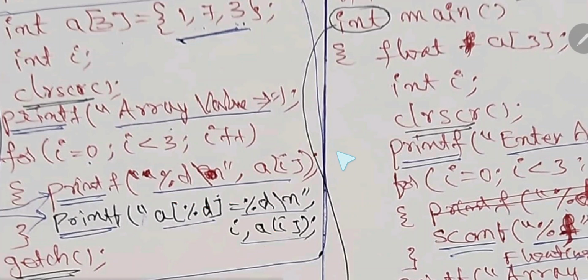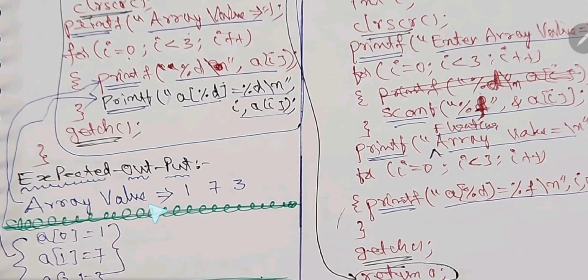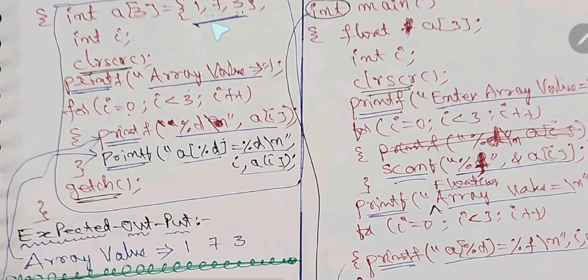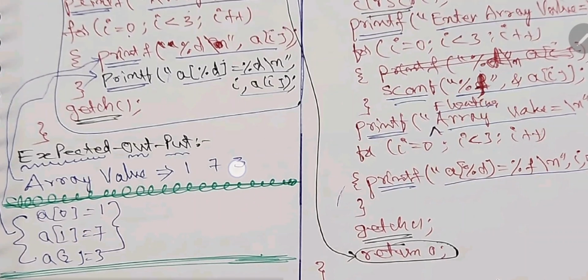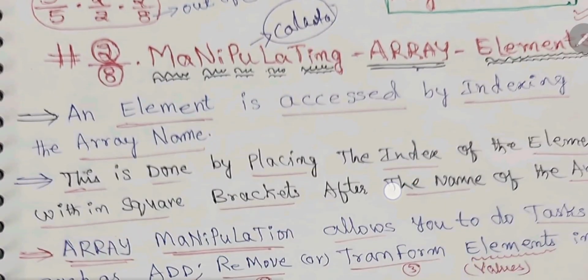Now we will see the output, very simple. Expected output: array values 1 7 3, which we have already taken. Within the loop, a[0] is 1, a[1] equals 7, a[2] equals 3. Index starts with 0. Very simple, right? So one program is enough.